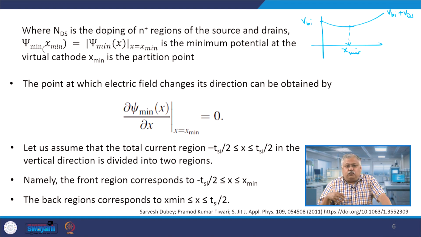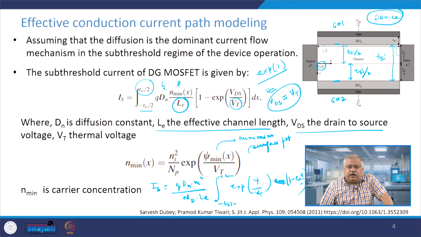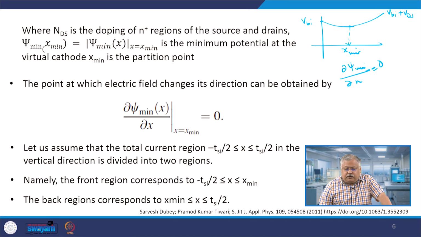Now, at the point where you have X min, you need to ascertain that d psi min by dx will be equal to 0. What is x? Look at the point, x is basically the lateral direction. So, what we try to do is find out the value of potential with respect to x, which is the lateral direction, and we say that at x equals x minimum, whatever the partition point is, the electric field is effectively equal to 0.